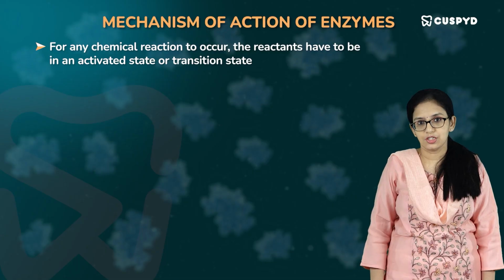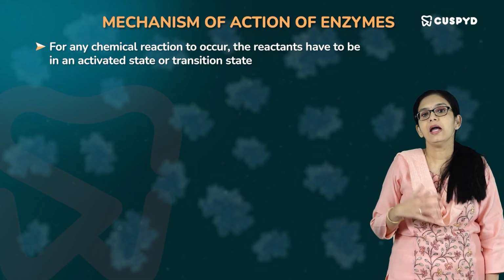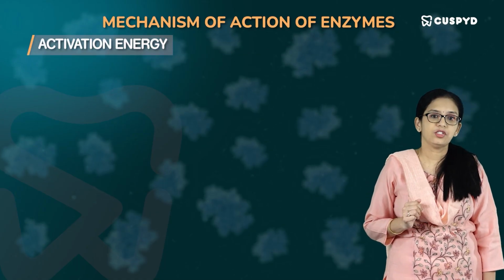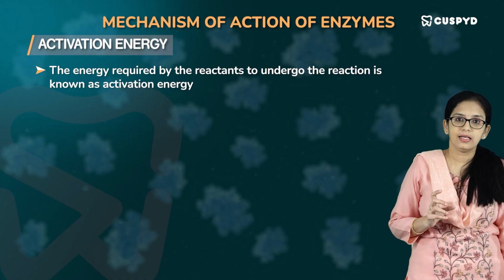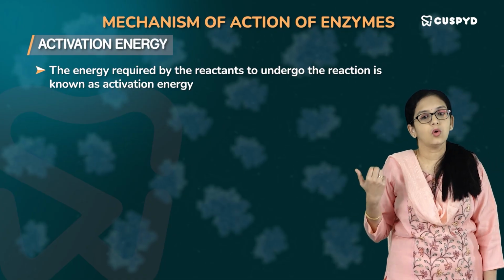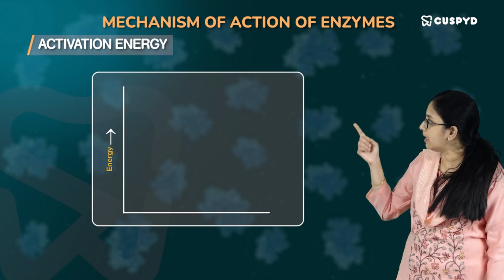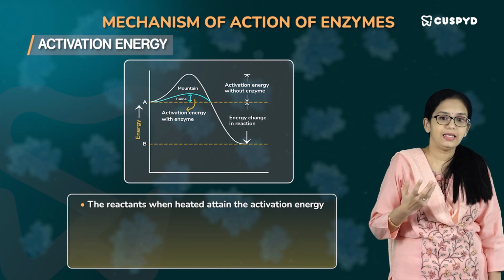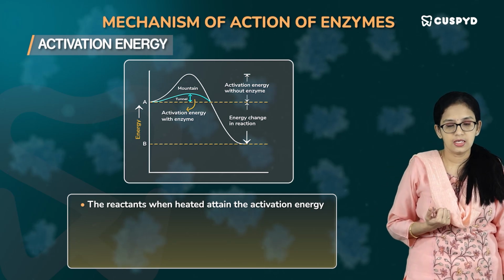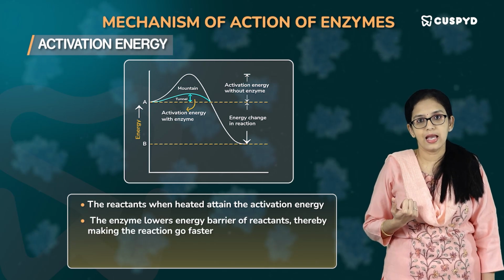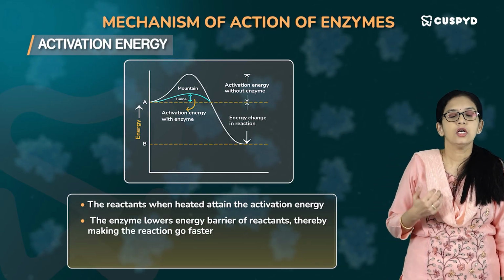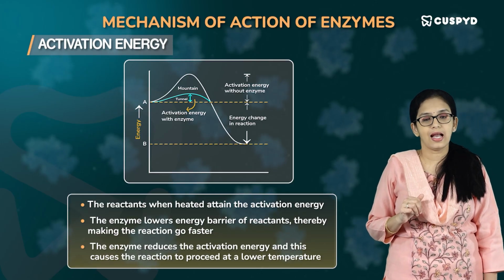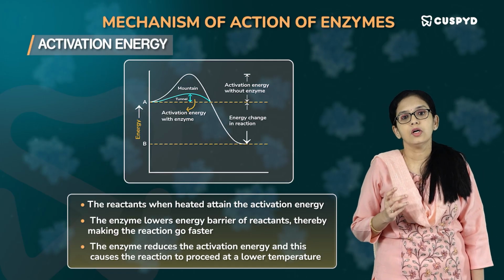For any chemical reaction to occur, the reactants have to be in an activated state or in the transition state. Let's see the activation energy. The energy required by the reactants to undergo the reaction is known as activation energy. So here you can see in the graph regarding the activation energy. The reactants, when heated, attain the activation energy. The enzyme reduces the activation energy and this causes the reaction to proceed at a lower temperature. The enzyme lowers the energy barrier of reactants, thereby making the reaction go faster.